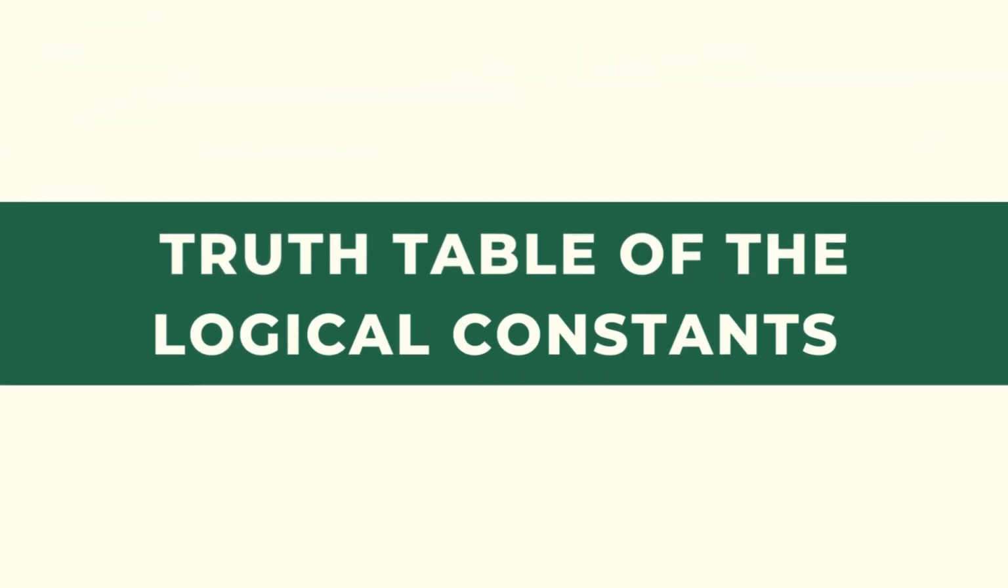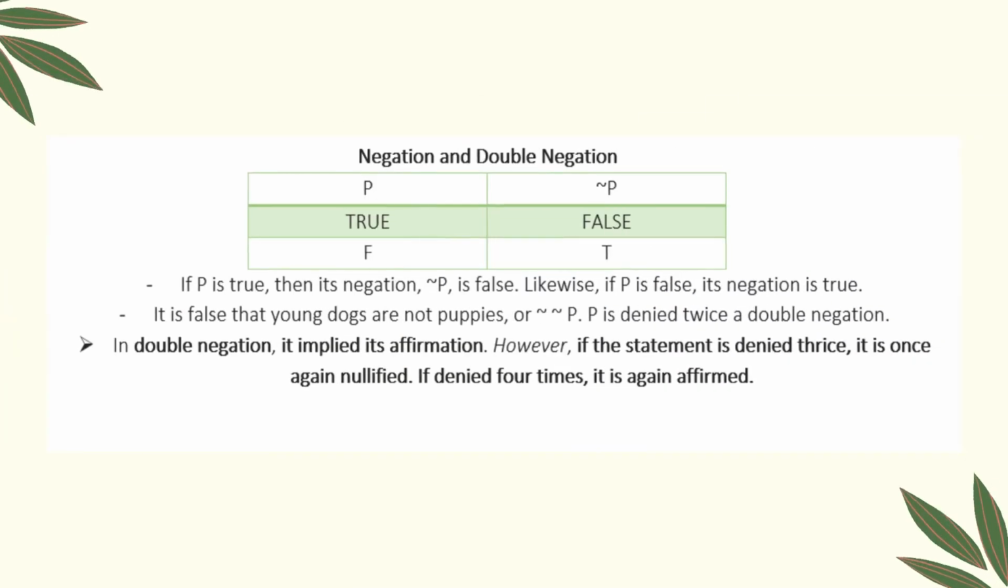Allow me to walk you through each truth table of the logical constants. Let us have first the negation and double negation. As you can infer from the table, the column on the left is the total opposite of the column on the right. This means that if P is true, then its negation, not P, is false. Likewise, if P is false, its negation is true.